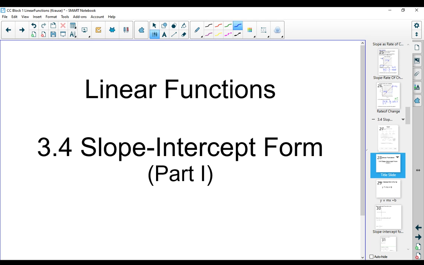Welcome back. Today we're going to be looking at linear functions, and we're going to start looking at the specific types of equations that we're going to see in this unit. Today we're looking at the slope-intercept form. In the last couple of days we've been looking at the slope formula, what slope is, and now we're going to start looking at how it relates to graphs and functions.